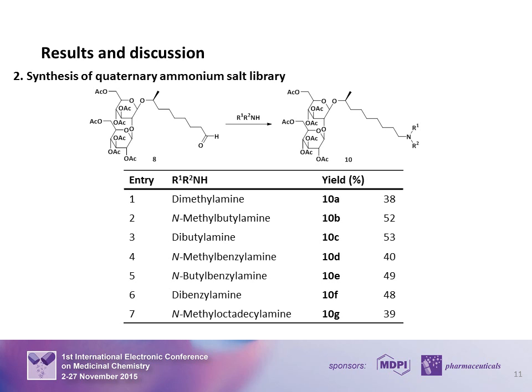With the aldehyde intermediate in hand, a synthetic pathway for the quaternary ammonium salts was worked out. In a first step, the sophorolipid aldehyde was transformed to a set of sophorolipid tertiary amines by reductive amination with several secondary amines. The derivatives contain a combination of methyl, butyl, benzyl, and octadecyl groups on the nitrogen atom. The sophorolipid amines were purified via automated flash chromatography.